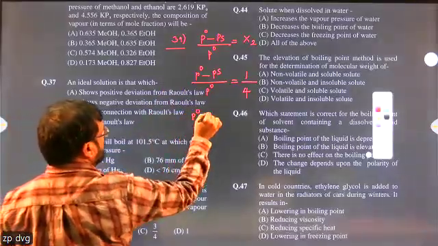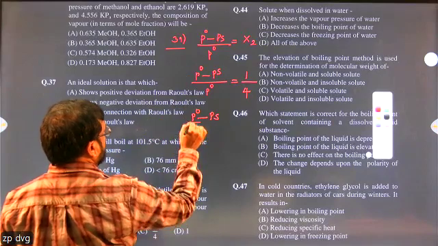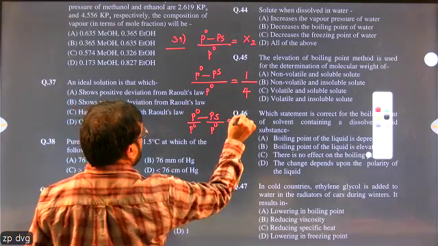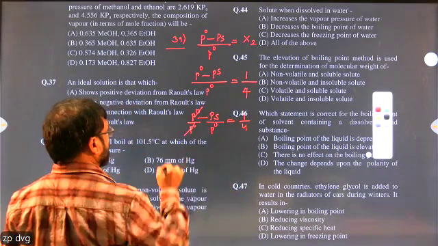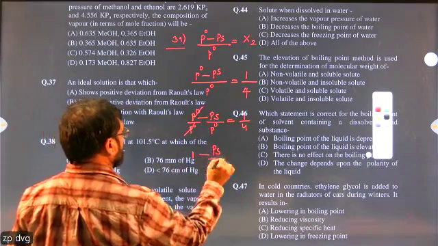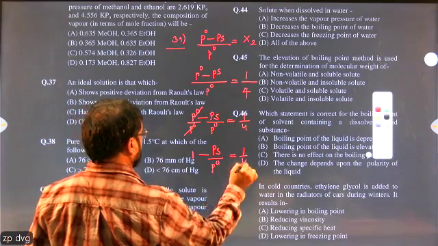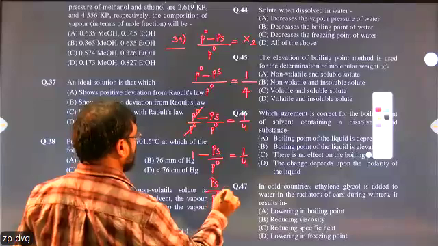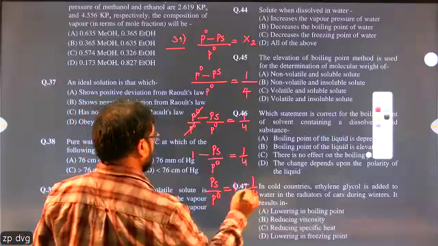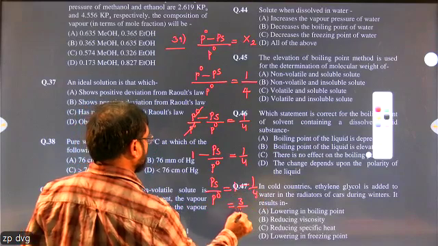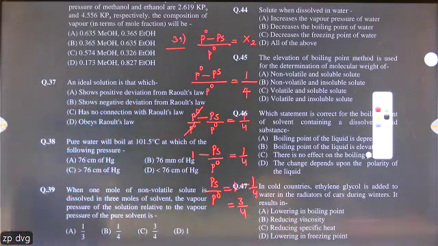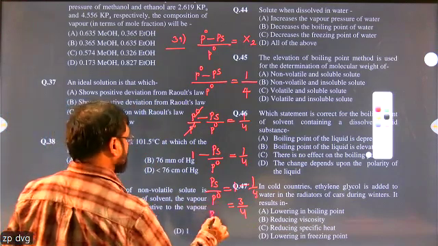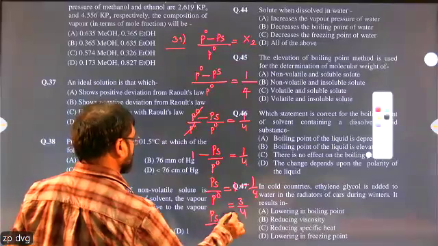P naught minus PS by P naught, we can write as P naught by P naught minus PS by P naught, that is equal to 1 by 4. This one we can cancel, so 1 minus PS by P naught is equal to 1 by 4. If we rearrange, PS by P naught is equal to 1 minus 1 by 4. What will we get? Take the LCM and simplify, then you will get 3 by 4. So PS by P naught is equal to 3 by 4.